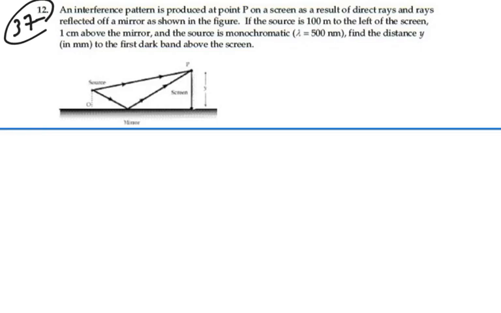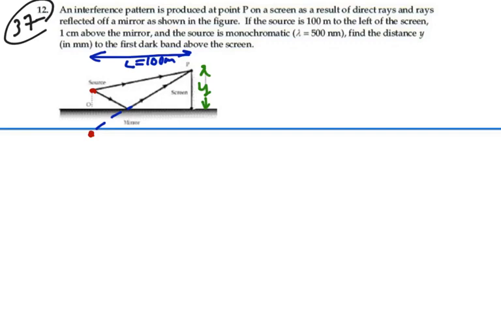So looking at this, we have a y value, which is our distance to point P on the screen. We have the distance L, which is the distance to the screen. That's given as 100 meters. And we have a source located at this point, and then there's also the image of that source located behind the mirror, and that image is acting like the second source. So in other words, this reflected ray seems to be coming from that location where the second source is.